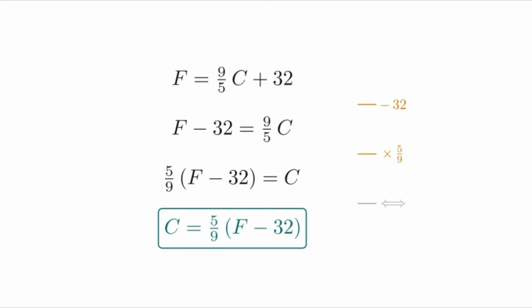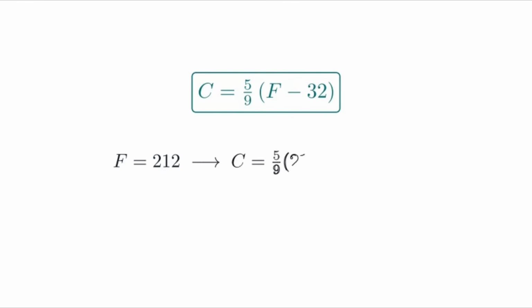And this is the payoff. Rearrange once, and every substitution after that is free. 212 degrees Fahrenheit, 100 Celsius.